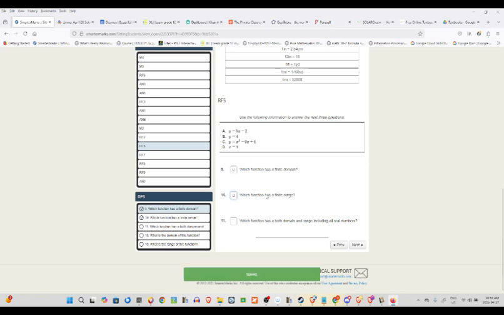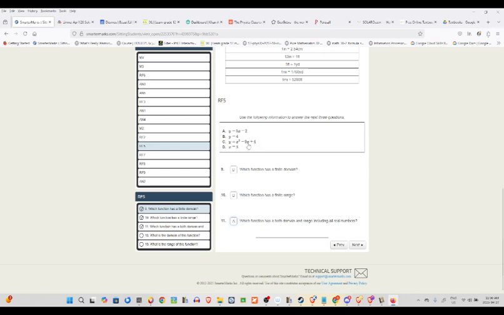Similar reasoning, the range is the y values. This only has 1. And which function has both domain and range including all real numbers? Well, now we're down to either A or C, because both include all reals. We should know that that's always true of our linear functions. If you're not sure about the quadratic, you can graph it on your calculator. You will see that this does have a minimum possible value. So while the domain is all real numbers, the range is not.